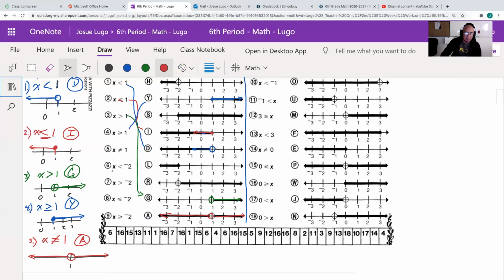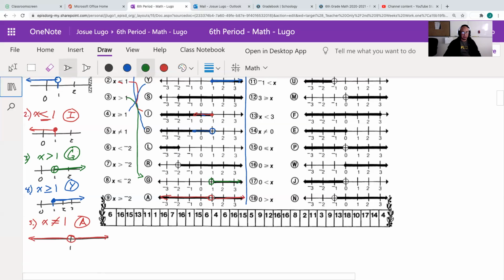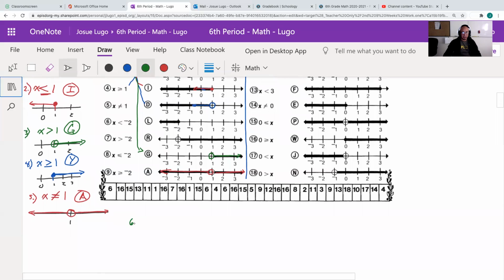Let me do one with a negative number just to show you that the pattern is still the same. Here, let's look at number 6. Even if we start at a negative number, notice how it says x is less than negative 2. So x can be any number as long as it is less than negative 2.